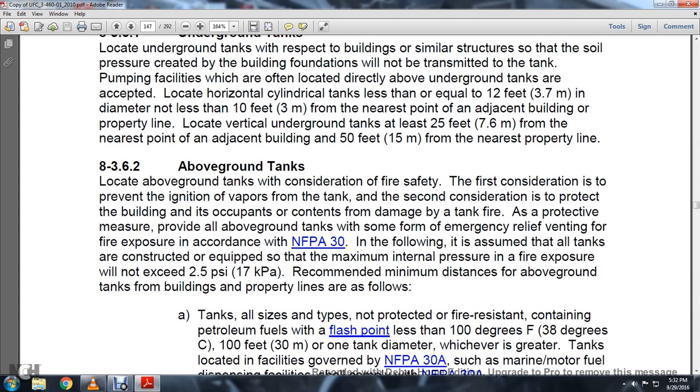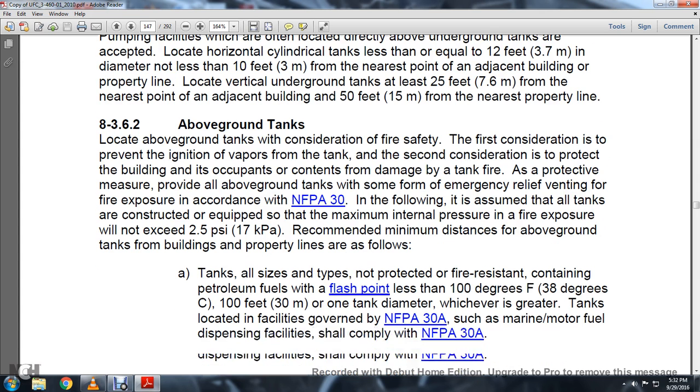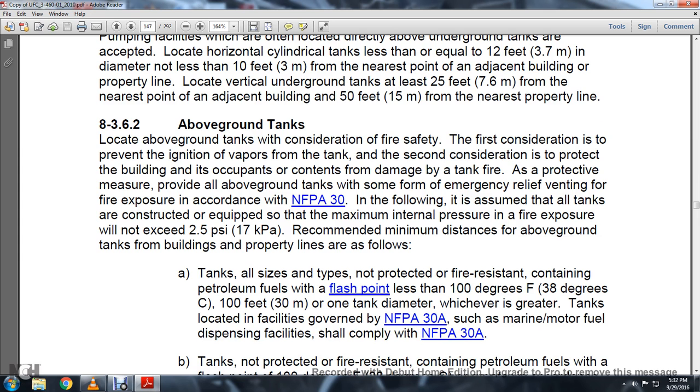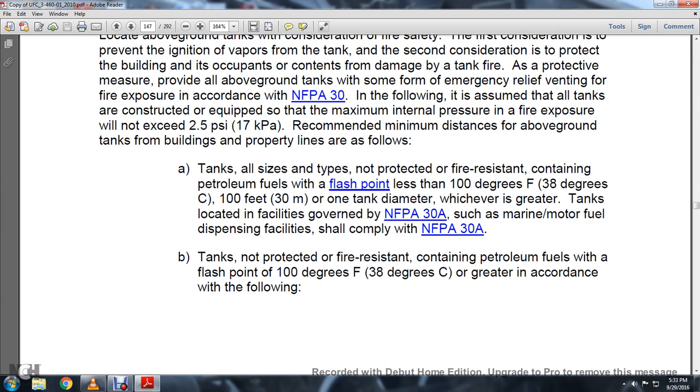Recommended minimal distances for aboveground tanks, building, and property lines are as follows. Tanks of all sizes and types not protected with fire resistant containing petroleum fuels with a flash point of less than 100 degrees Fahrenheit: 100 feet, or one or more of the tank diameter, whichever is greater. The tank is located in facilities governed by the NFPA 30A. Such as marine motor fuel dispensing facilities should comply with the NFPA 30A.